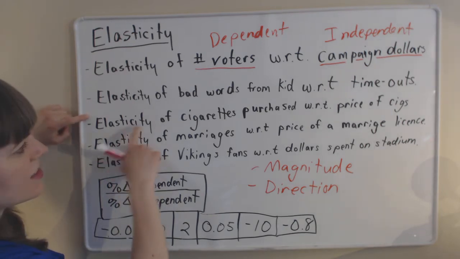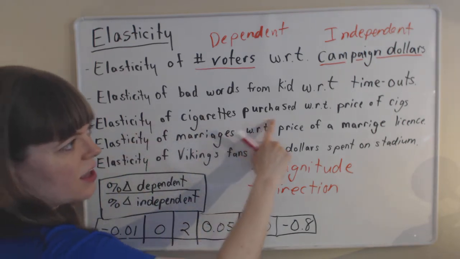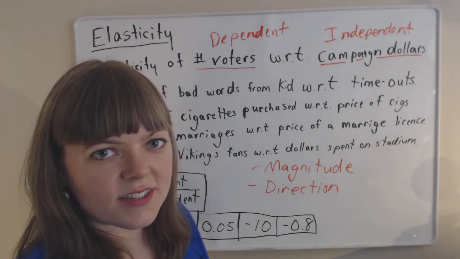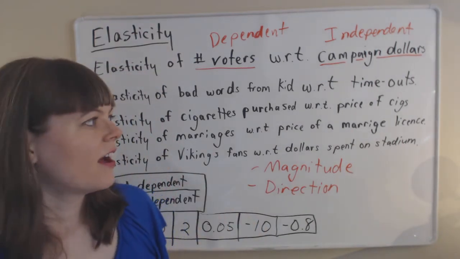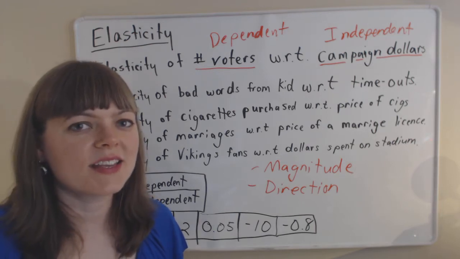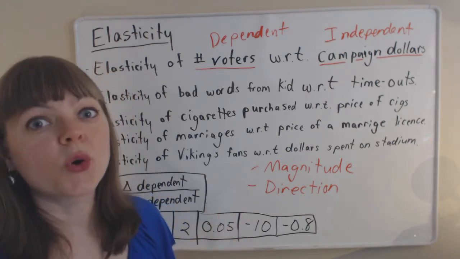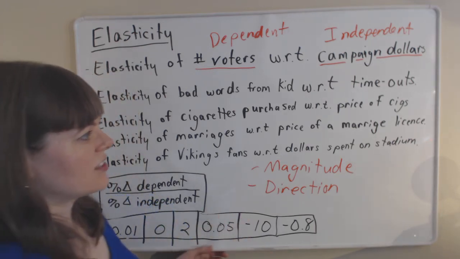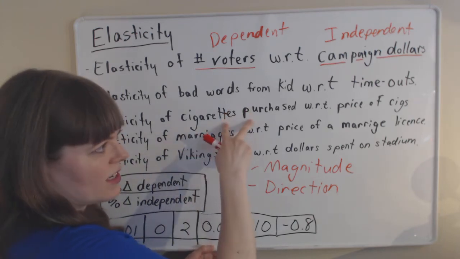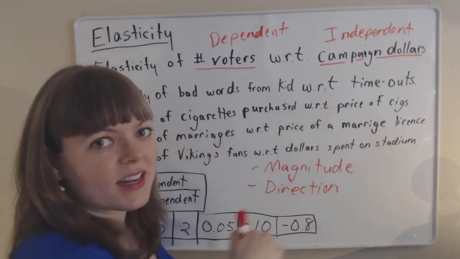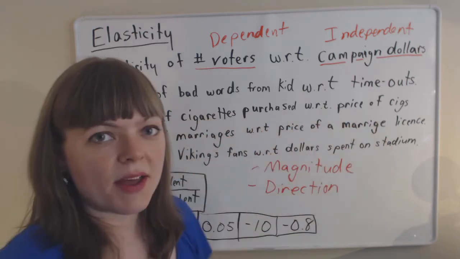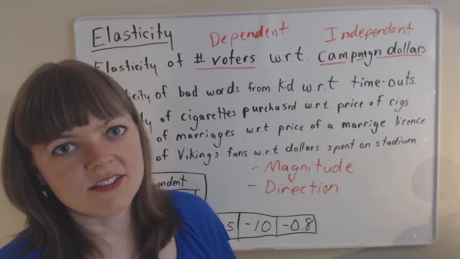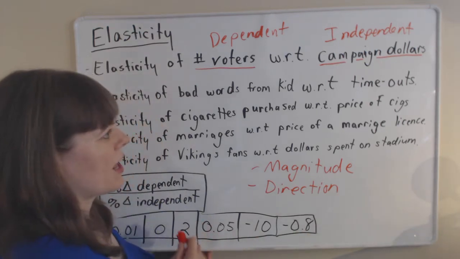Elasticity of cigarettes purchased with respect to the price of cigarettes. And this is actually an elasticity of demand. Economists love supply and demand so much that we had to give the elasticity of demand its own name, which is just elasticity of quantity purchased with respect to price. Anytime you have that format where quantity is the dependent, price is the independent, that's an elasticity of demand, and that's why it has its own name.